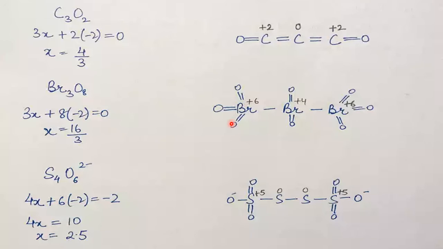But this bromine has lost 6 electrons, 2 to this O, 2 to this O, and 2 to this O. So 6 lost by this bromine, 4 lost by this bromine, and again 6 lost by this bromine. Now let us add all these three: plus 6, plus 4, and plus 6. It is 16 by total number of bromine atoms, 16 by 3.